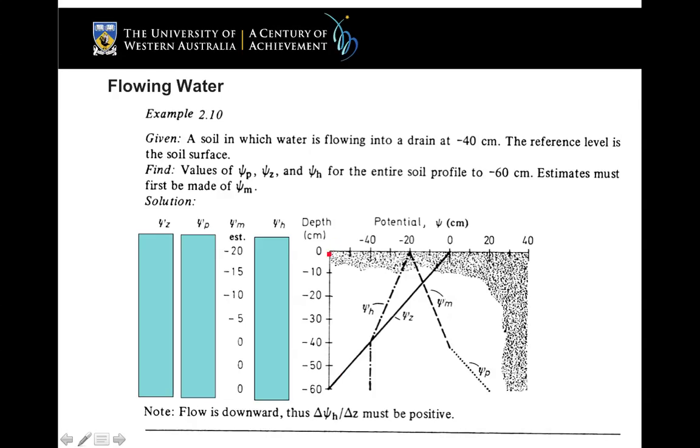The reference level for our gravitational potential energy calculations is at 0 at the soil surface. And we have made estimates of the matrix potential from previous measurements. Right? These are estimated. So your job is to calculate the elevation potential, the pressure potential, and the matrix potential, and the total hydraulic head in this soil, and work out where water is flowing, whether it's upwards or downwards. Right? Work out your hydraulic gradient between 2 points.